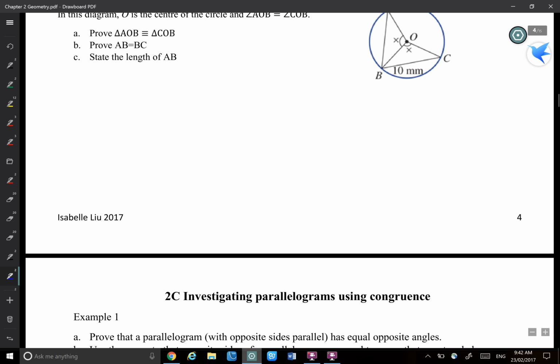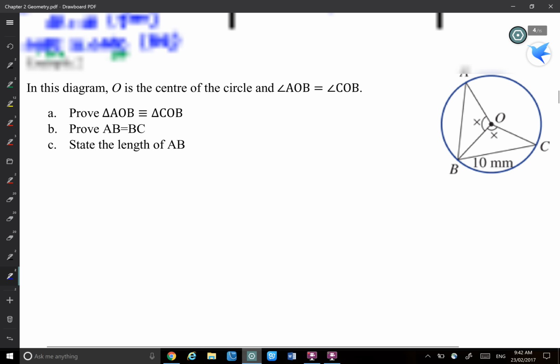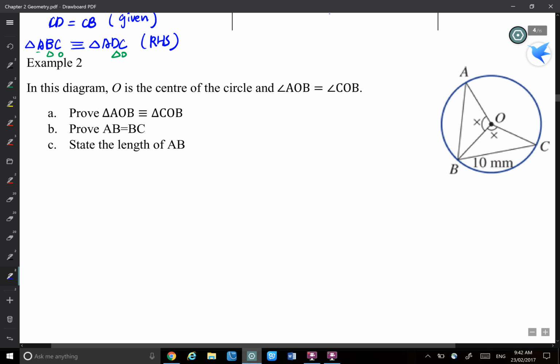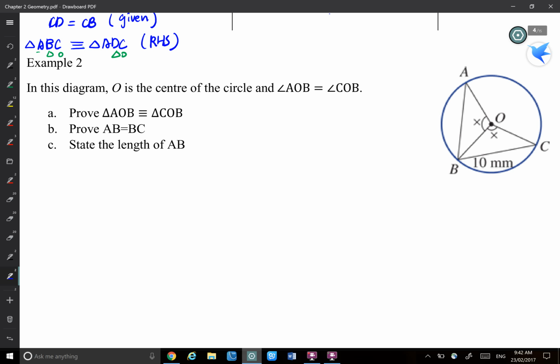Let's have a look at example 2. In example 2, it says in this diagram, O is the center of the circle and angle AOB equals angle COB. So prove that triangle AOB and COB are congruent.